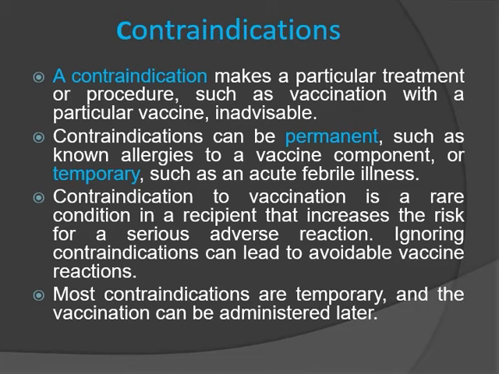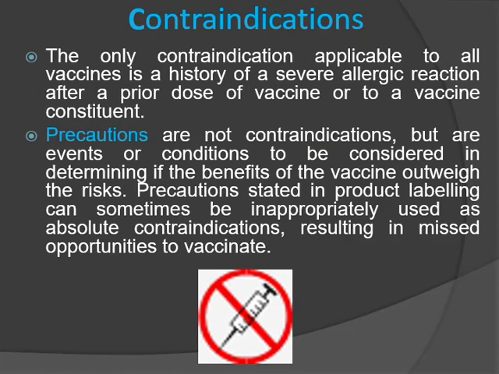The only contraindication applicable to all vaccines is a history of a severe allergic reaction after a prior dose of a vaccine or to a vaccine constituent. Precautions are not contraindications, but are events or conditions to be considered in determining if the benefits of the vaccine outweigh the risks. Precautions stated in product labeling can sometimes be inappropriately used as absolute contraindications, resulting in missed opportunities to vaccinate.